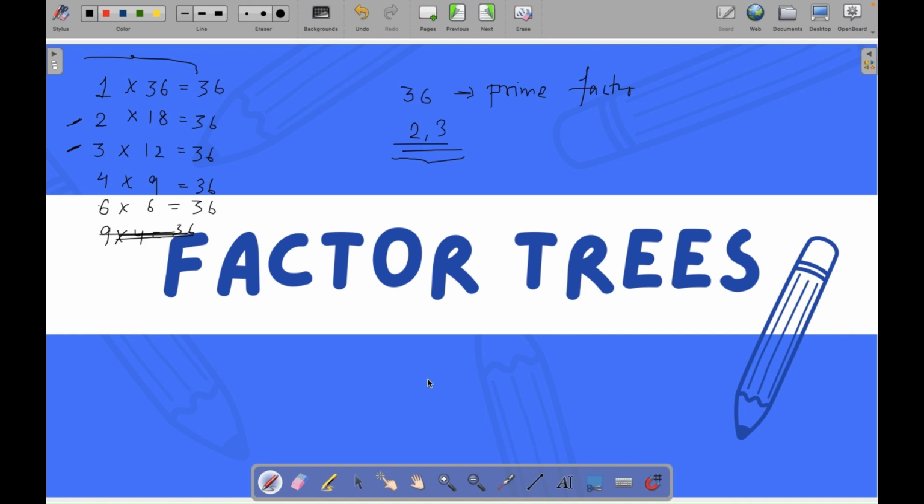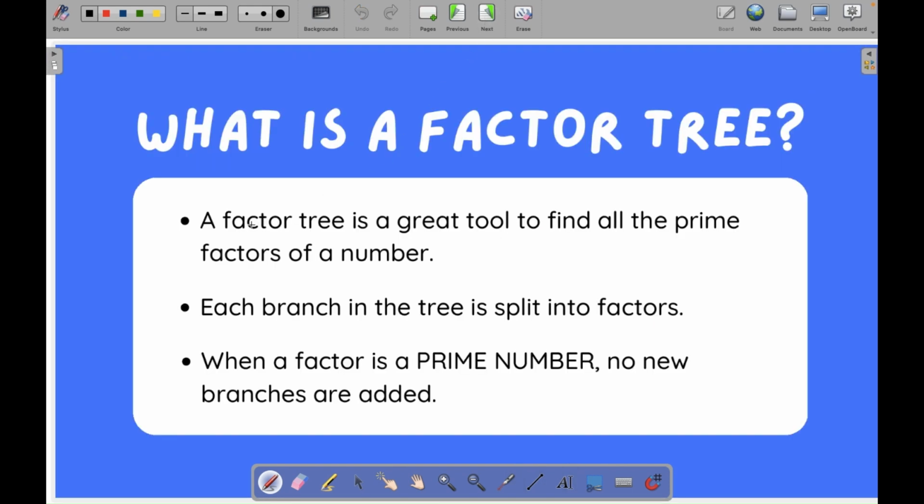So basically, we are trying to build the foundations that we need to understand HCF and LCM, so that while we study that topic, it becomes very easy for us to grasp those concepts. To find the factors, we have discussed the approach: we start from 1 and then try to find factor pairs. To find the prime factors, we use factor trees. What are factor trees? A factor tree is a great tool to find all the prime factors of a number.